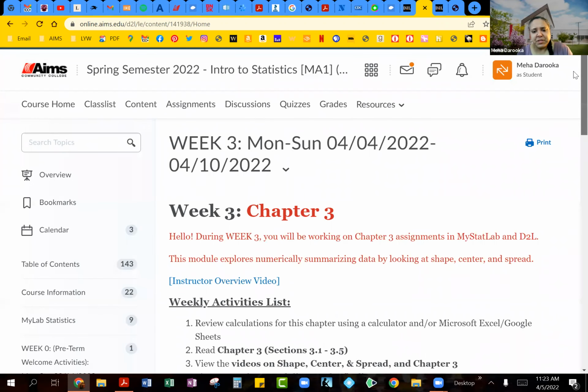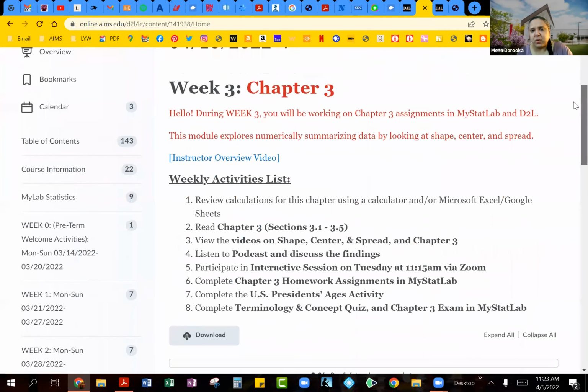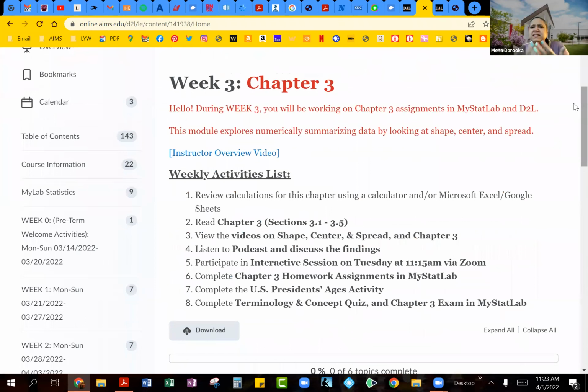Alrighty, guys. So this week, like I said, we are working on chapter 3. This is actually one of the first chapters where we get into calculations, because so far we haven't really focused so much on calculations. It's been about learning the terminology and the different concepts of statistics in that first chapter. Second chapter was more about creating tables, charts, and graphs. So now we're getting more into the calculation side of it.